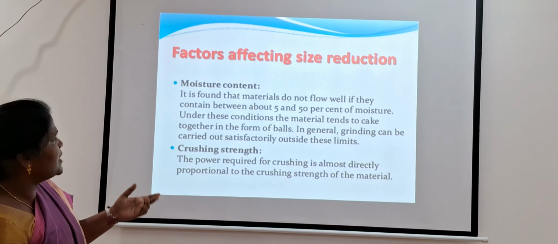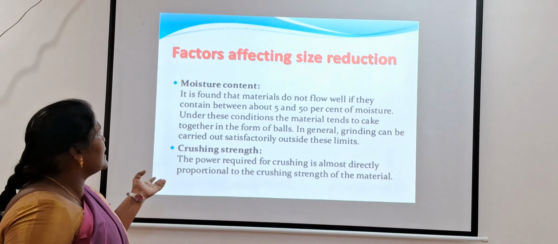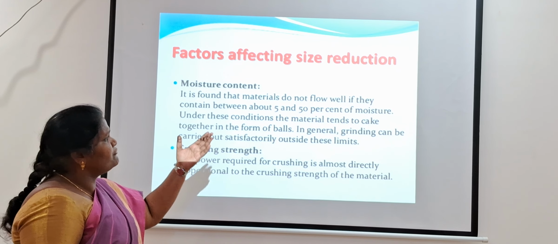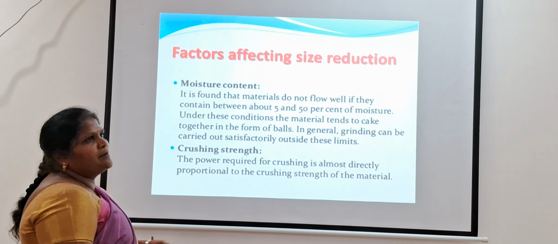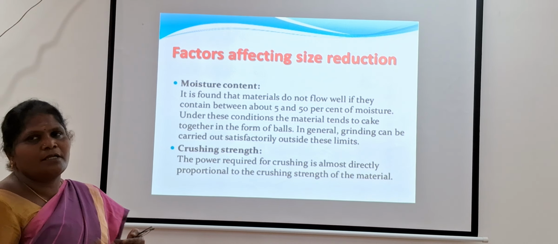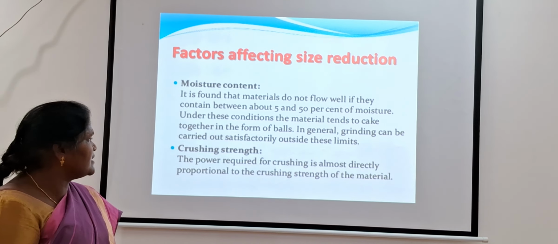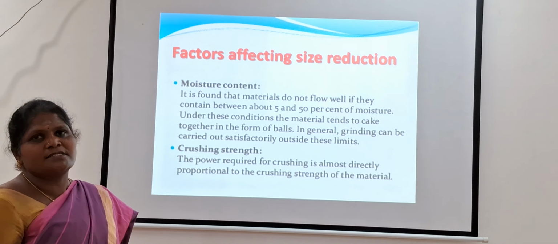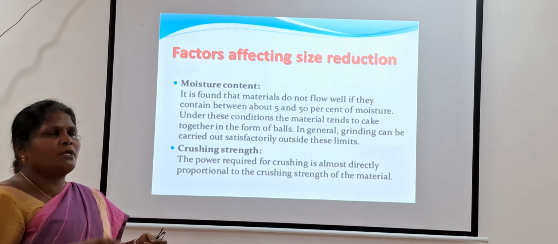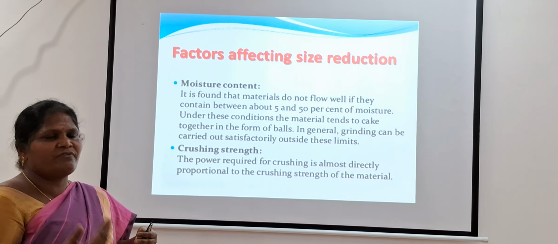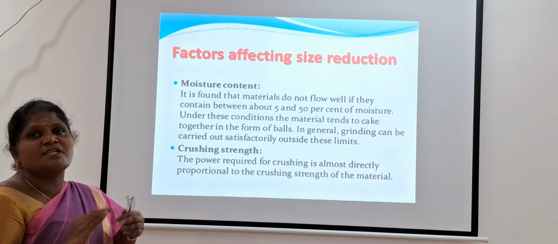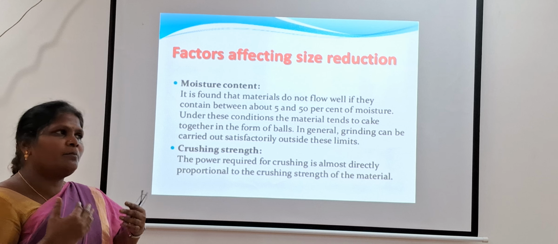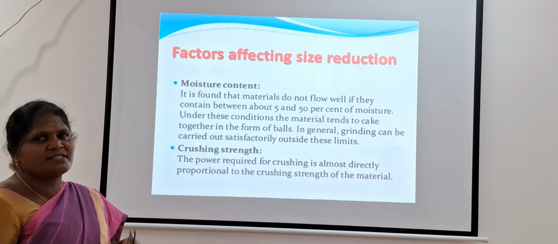Next one is the moisture content. With moisture content of about 5 to 50 percent, proper size reduction is not done. And then crushing strength. Crushing strength means the energy applied. If you apply more energy, the particles are reduced faster. It depends on the structure of the particles, so based on the structure of the particles, you should apply the strength.